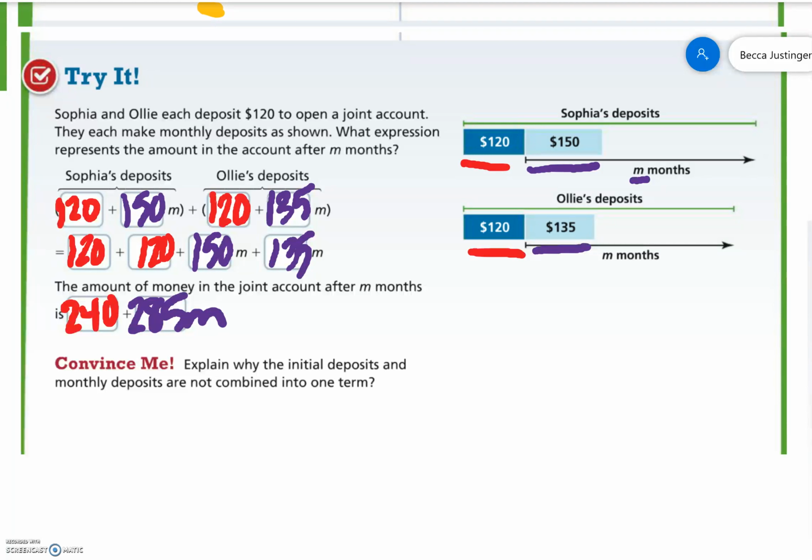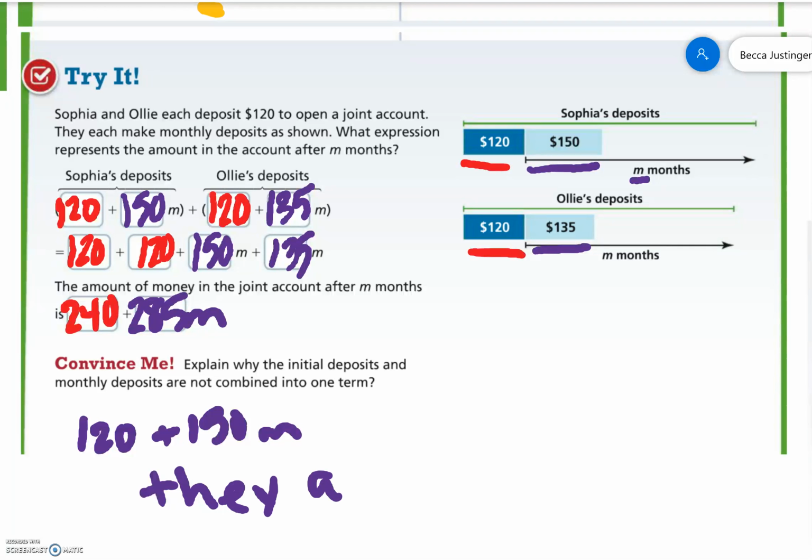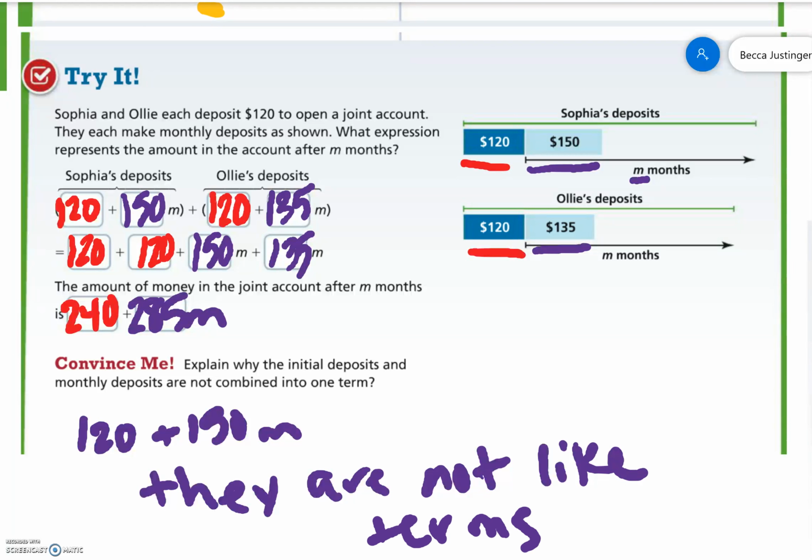Explain why the initial deposits and monthly deposits are not combined into one term. Well, you can't combine 120 plus 150M because they are not like terms. The 120 only happens once, whereas 150 keeps happening over and over depending on how many months they use it.